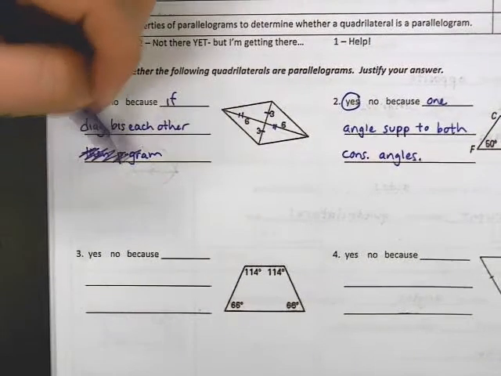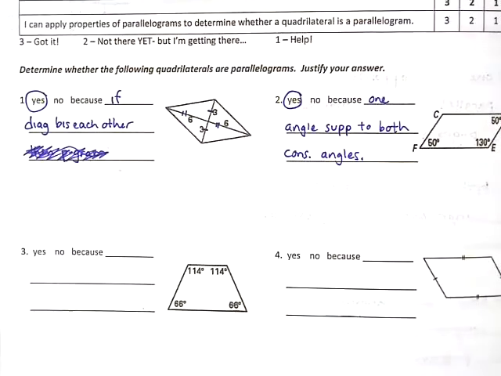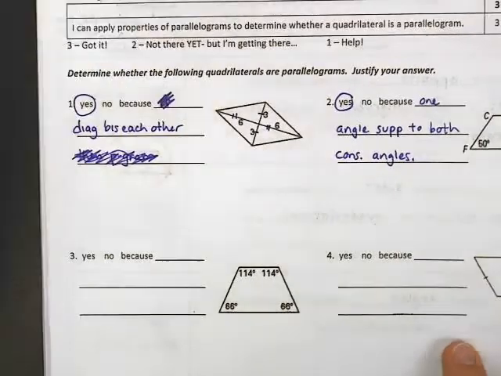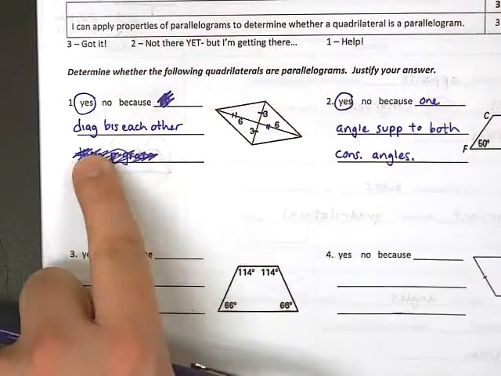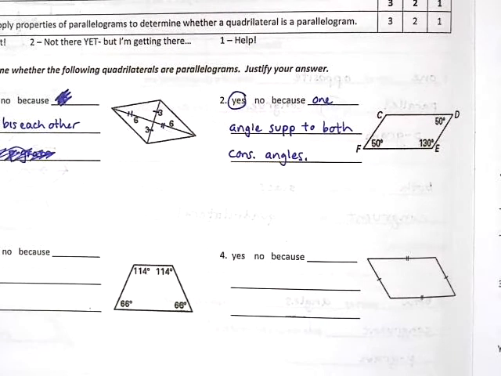And you know what? I'm just going to cross this off. I did more than I had to. We don't even need to say that. Cross this off too. Okay, so for this one I'm going to change it. I just want to say because diagonals bisect each other. This one, because one angle is supplementary to both consecutive angles.